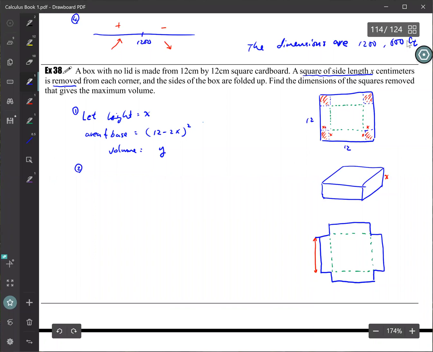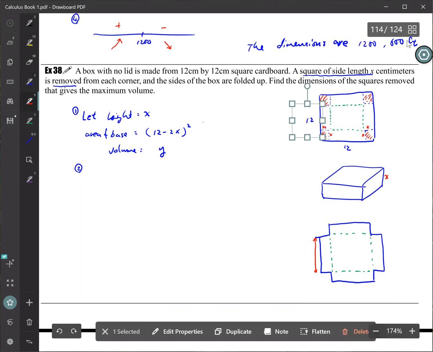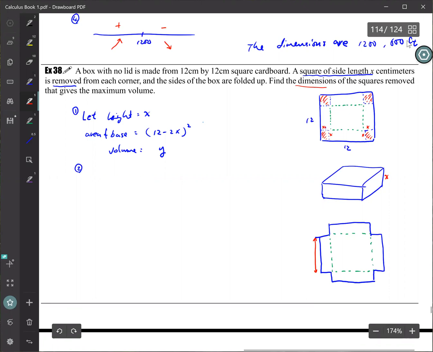All right, that also works. Okay, or maybe you could just write length and width and then be 12 minus 2x. That also works because we're interested in dimensions, right? So when you write the let statement, it's better to have dimensions in the let statement.